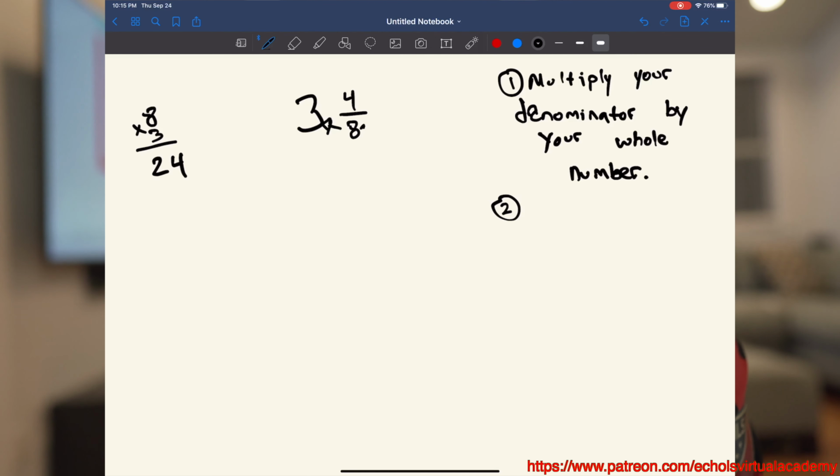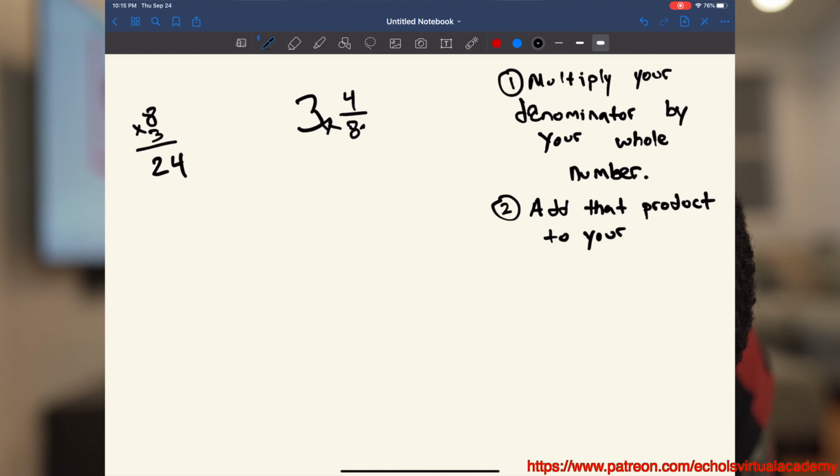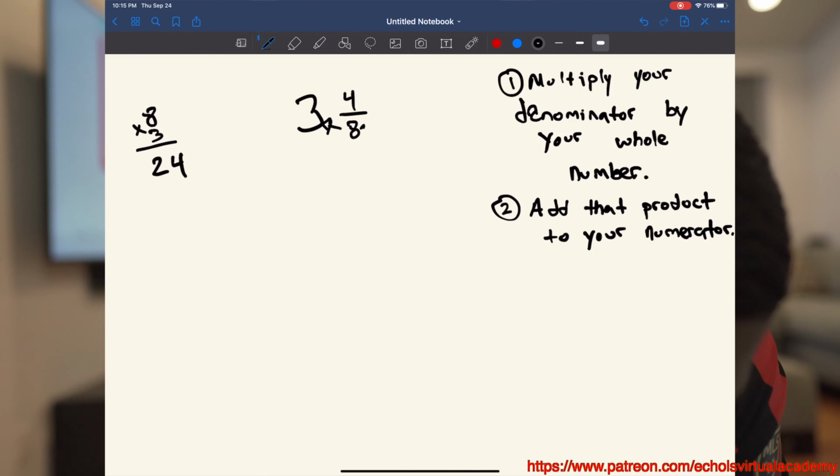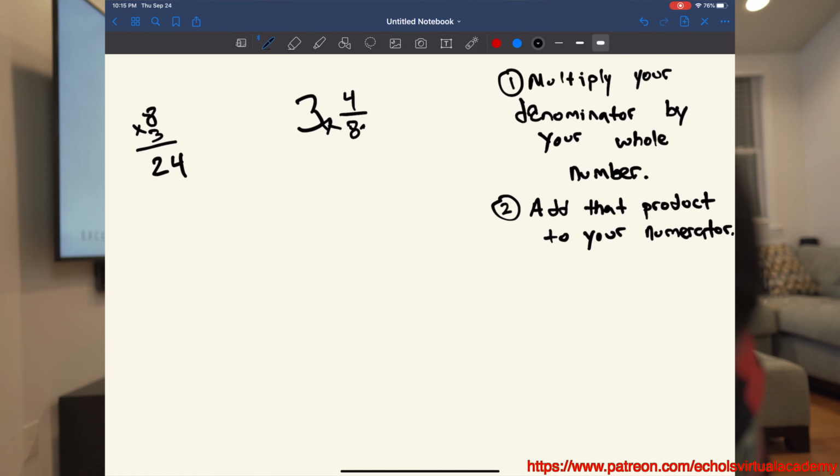But we're still not done, because what is direction number 2? You have to add that product to your numerator. So you add 24 plus your numerator, which is 4, which gets you 28.